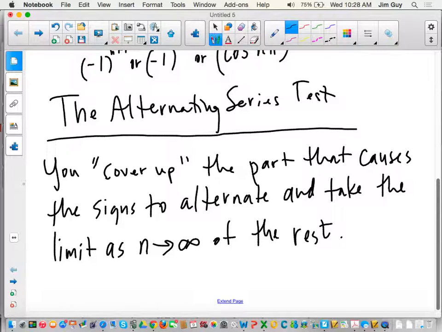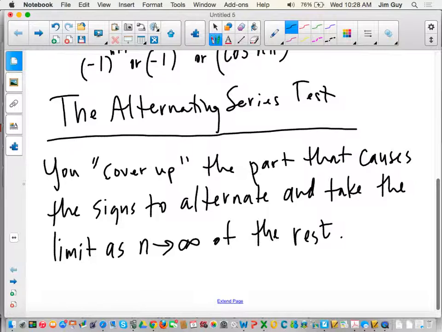Alright, so it's very similar to the nth term test. You look at it, oh, this is alternating. You cover up the part that's causing it to alternate, you take the formula part, and take the limit of that as n approaches infinity. Now, if it was just the nth term test, what would we be hoping for here in order for this to even possibly converge? Not zero? Well, if it was not zero, first of all, what does it mean to take the limit of these terms as it approaches infinity?